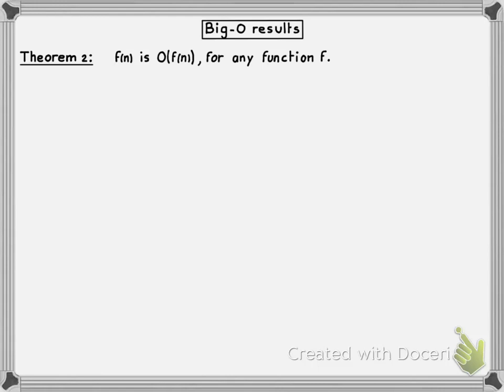Now, why is f of n, whatever f is, always big O of f of n? Well, the proof sketch is easy. Since f of n is always less than or equal to itself, this is essentially a trivial proof. Since this is always true, by definition, f of n is big O of f of n with the constant c, and k doesn't even matter.